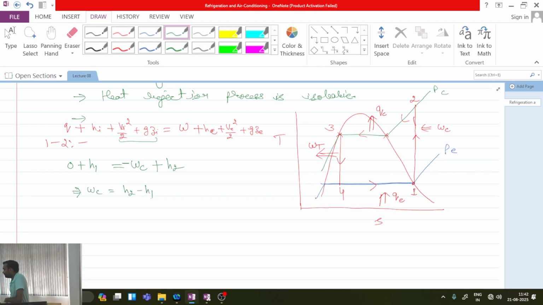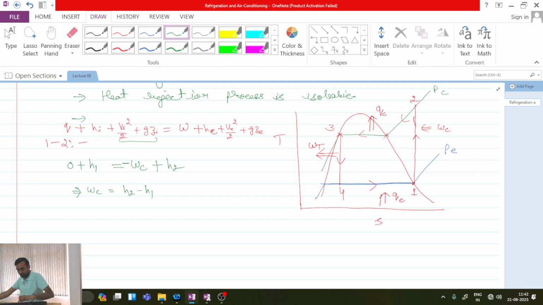Can I write it? H2 minus H1, can I write Cp into T2 minus T1? Right now, I am operating a vapor medium, and vapor medium cannot be approximated as an ideal gas. So delta H equal to Cp into T2 minus T1 can easily be applied for an ideal gas. Whenever the ideal gas assumption, the air standard assumptions, are not applicable, then I cannot write this as Cp into H2 minus H1.